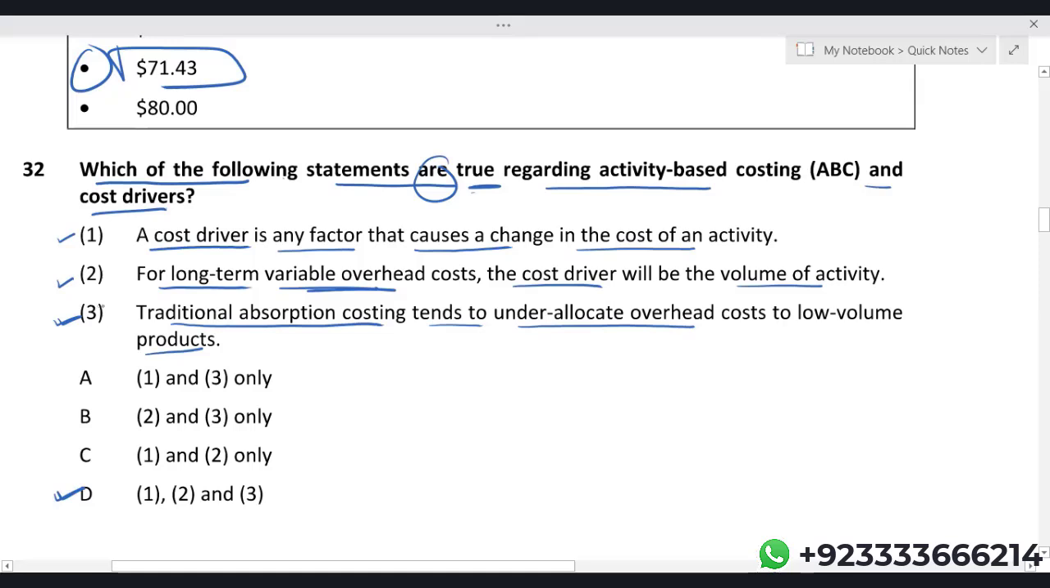So the third is one of the biggest disadvantages, I would say, of absorption costing.